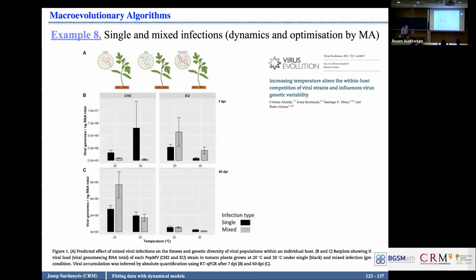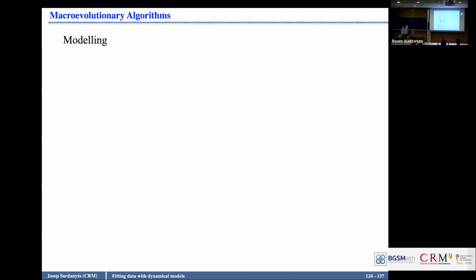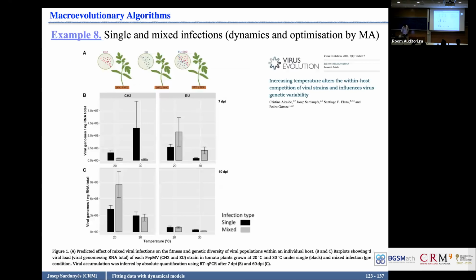Probably this referee was not used to seeing equations, but the equations are very easy, you'll see. So we have this data, and we want to estimate parameters in some way, but the most important thing we were interested in is the effect of temperature on the competition of the viruses. This is why we have the experiments with the single infections and the mixed infections.